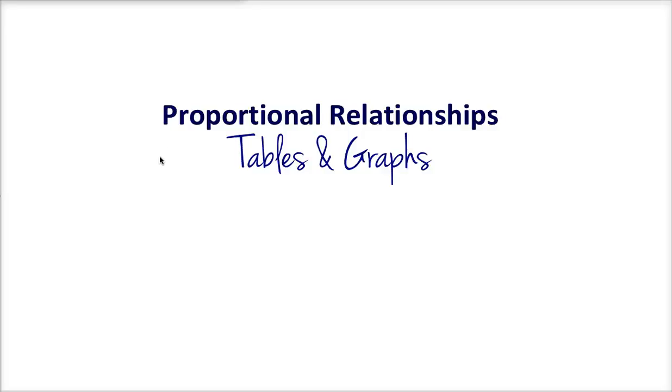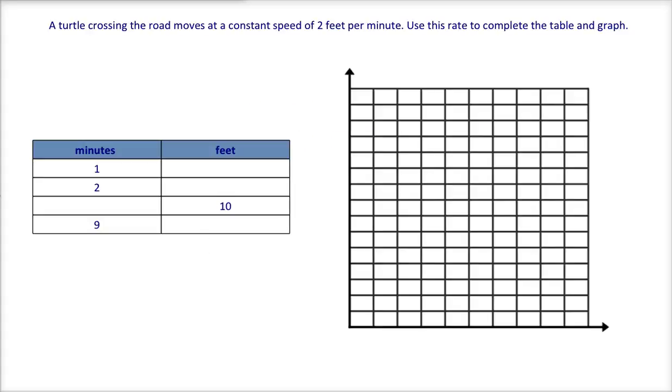We're going to look at one last example of what a proportional relationship looks like in a table and in a graph. Here's the situation. It says a turtle crossing the road moves at a constant speed of 2 feet per minute. Since it's just per minute, this must be a unit rate. It says use this rate to complete the table and the graph.